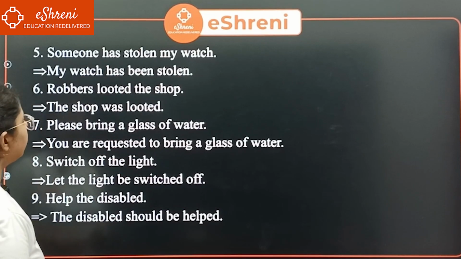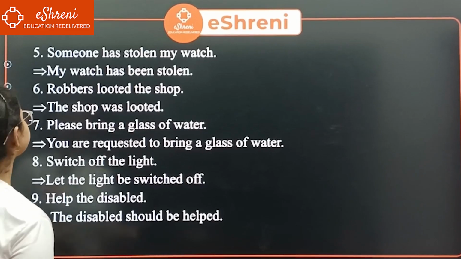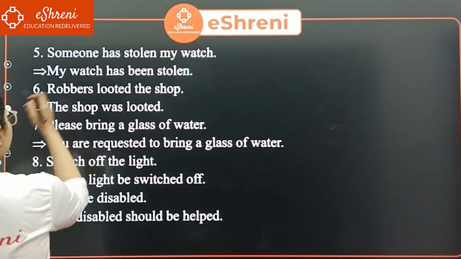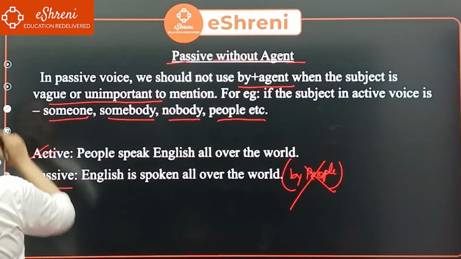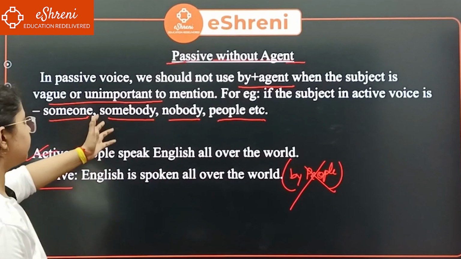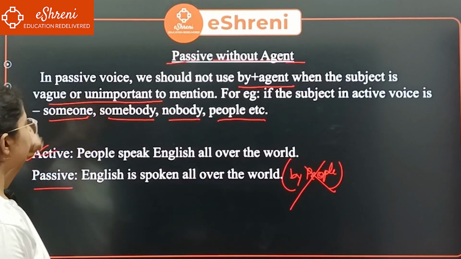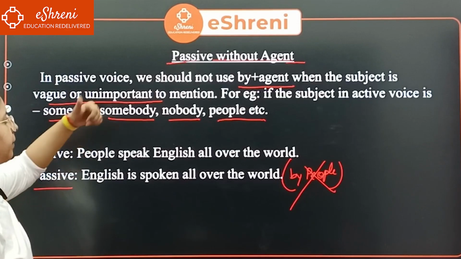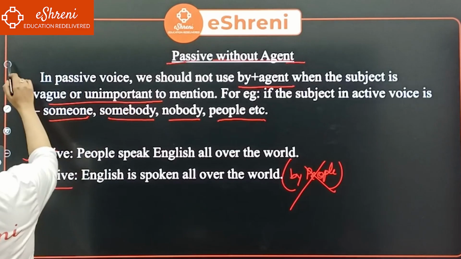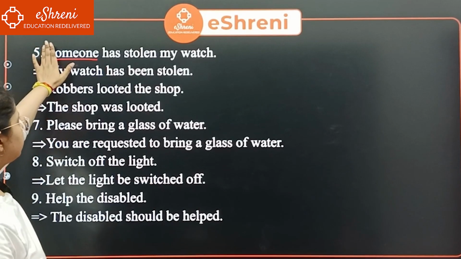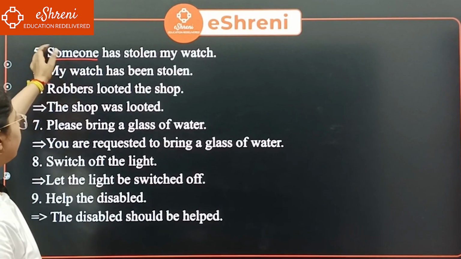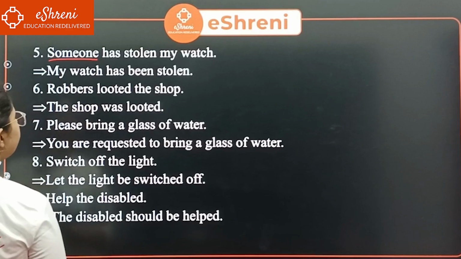Someone has stolen my watch. So there, as you can see, there is someone. So we have seen that there is an agent which is not important. When a subject is not important or vague, then we do not have to use the by-agent. Here, someone, no need to use someone while changing the voice. Someone has stolen my watch.